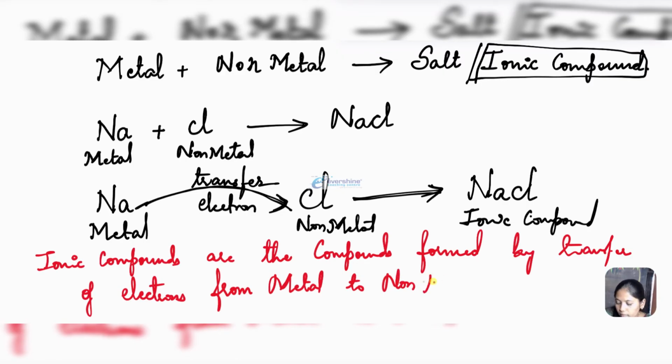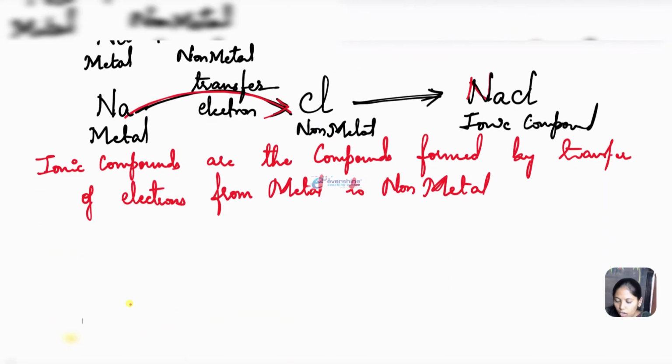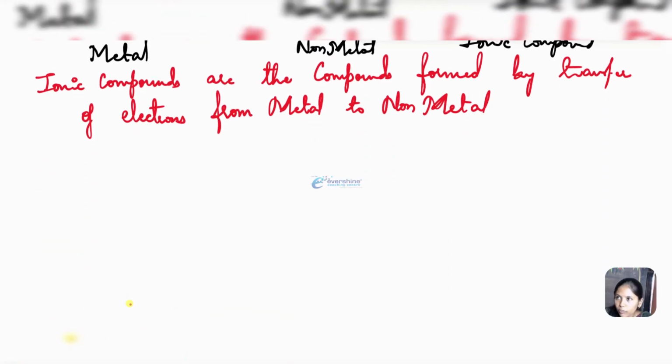How are ionic compounds formed? Ionic compounds are formed by transfer of electrons from metals to non-metals. What bond is formed between them? Ionic bond. So, what is an ionic bond?